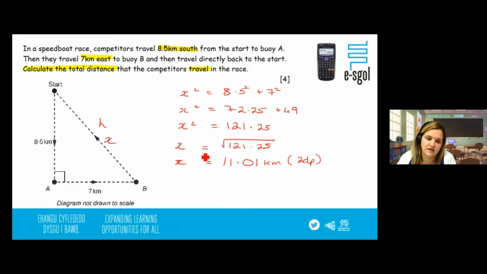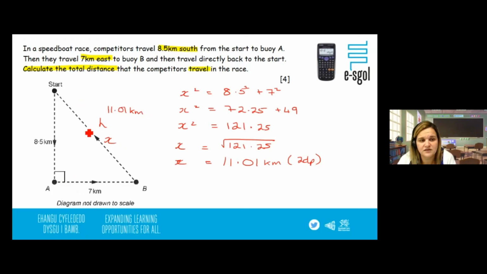Now, don't think, oh, I'm done, I'm finished, I've done my Pythagoras Theorem, it's over. Go back and read the question, have a look at what we've highlighted. I've highlighted calculate the total distance. So I now know that this hypotenuse is 11.01 kilometers to 2 decimal places.